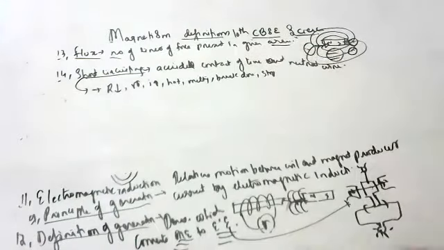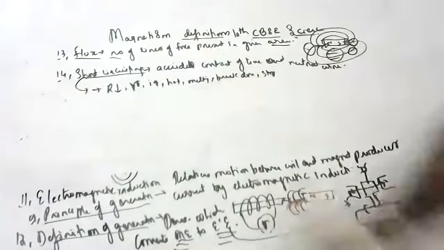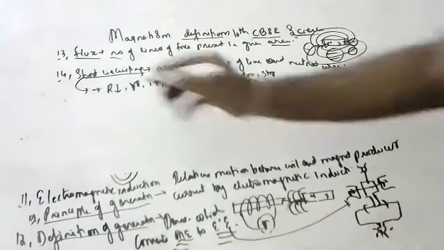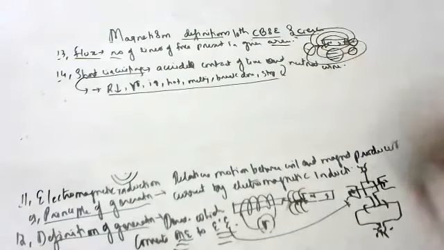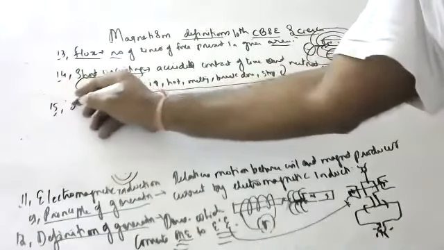Resistance decreases, current increases. Therefore, what happens during short circuiting? Better you write this, children, whether they ask or not. You write it down. Next, overloading.